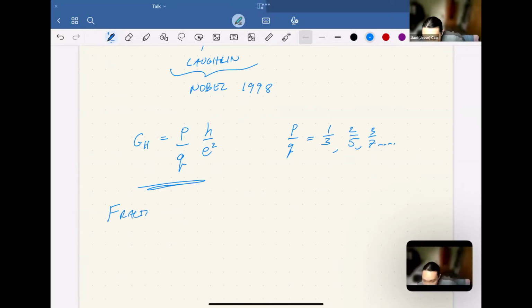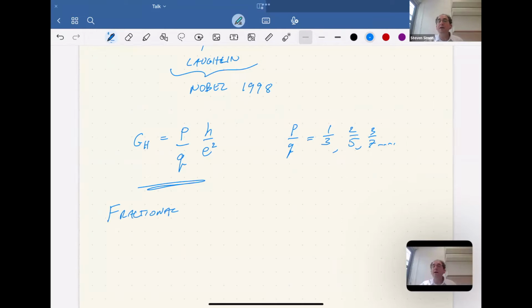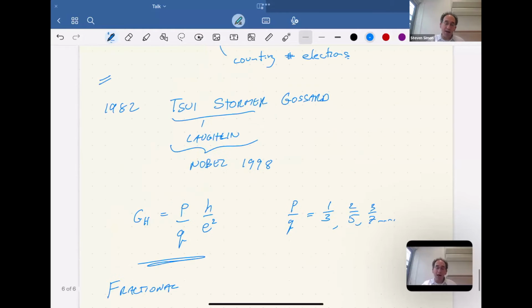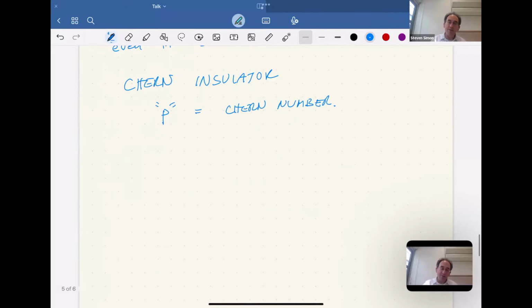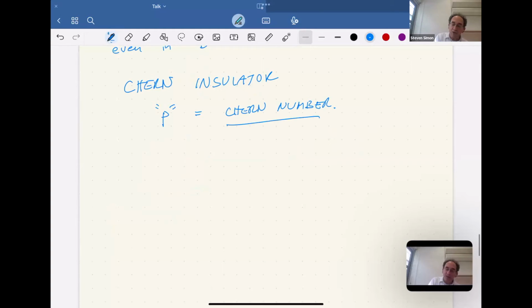Professor, someone posed a question in the chat box. Yes. Why is it called a Chern number? What's the complex vector bundle? Strictly speaking, people use the word Chern. It's easiest to see in the case of a non-interacting band insulator.